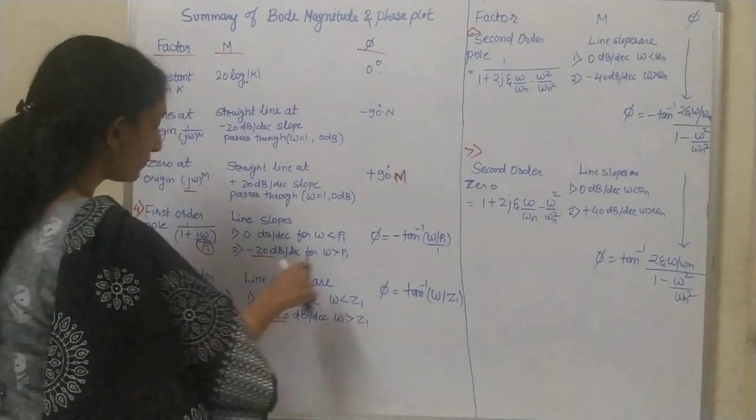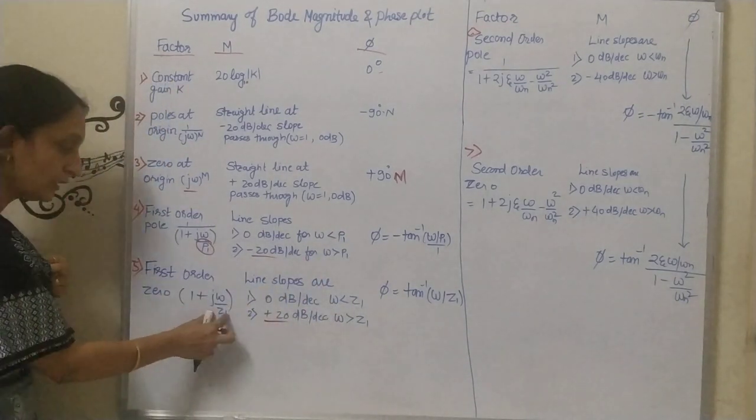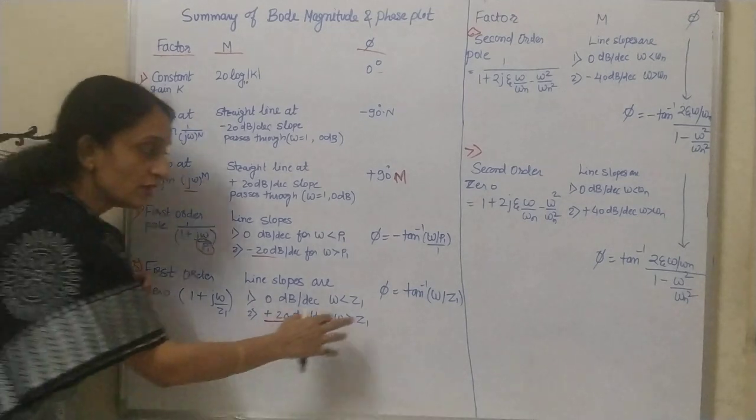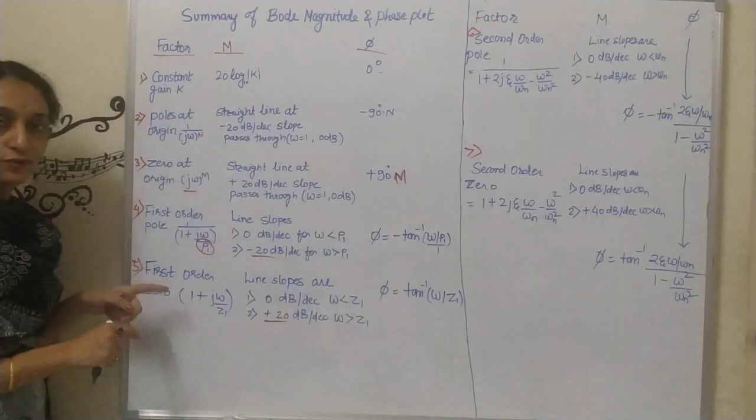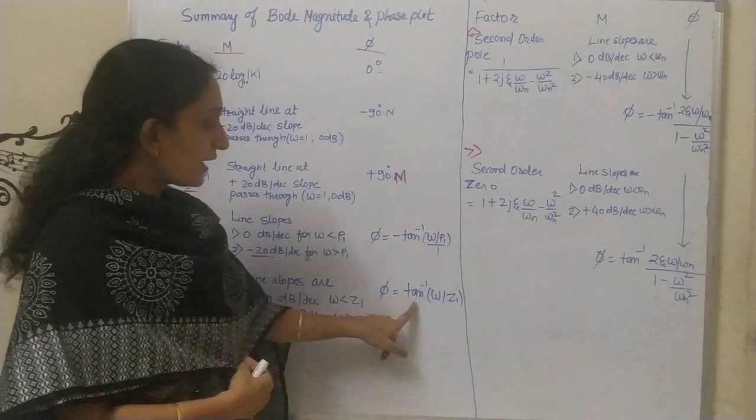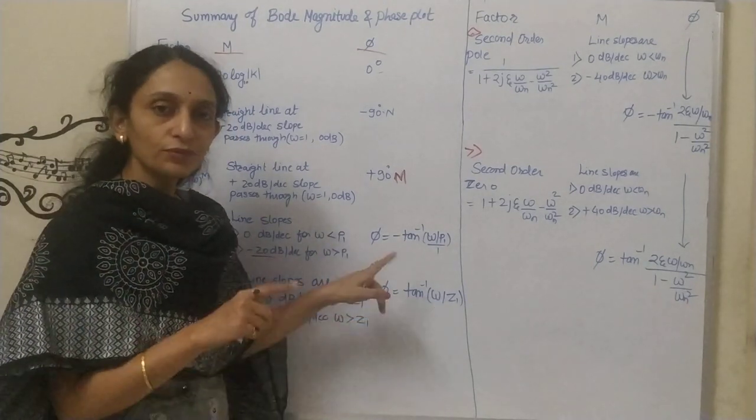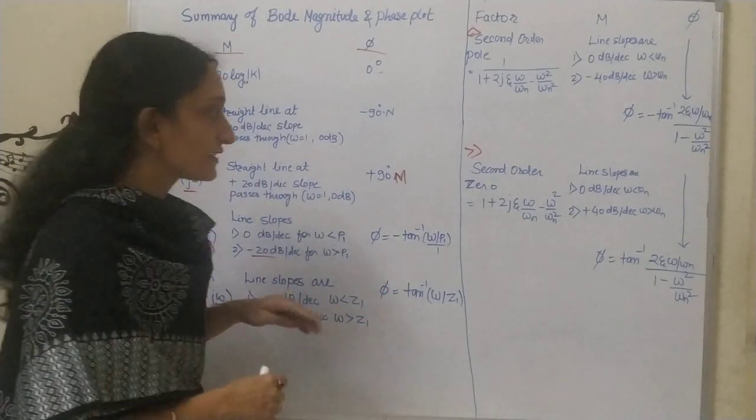Okay. So what about the angle? Angle is actually tan inverse of b by a. So this angle will always be positive for the zero. So phi is equal to tan inverse of omega by z1 upon 1. Okay, I hope you are getting this table.